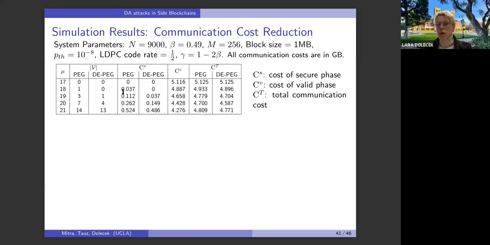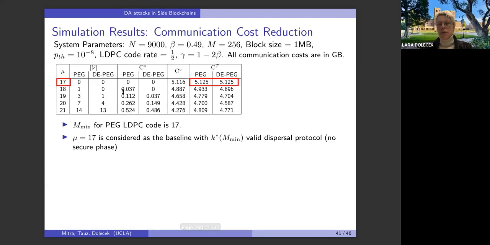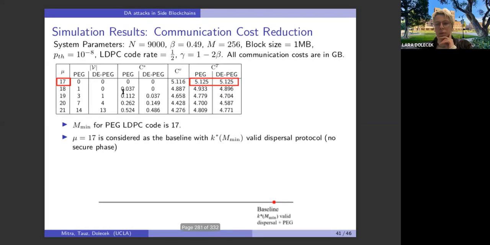CS refers to the cost of the secure phase, CV is the cost of the valid phase, and CT is the total communication cost. The smallest set size here for the PEG algorithm is 17, so we will use that as the baseline for our two-step dispersal protocol.